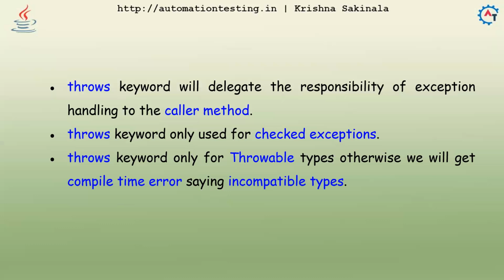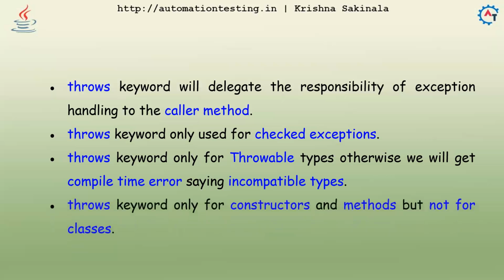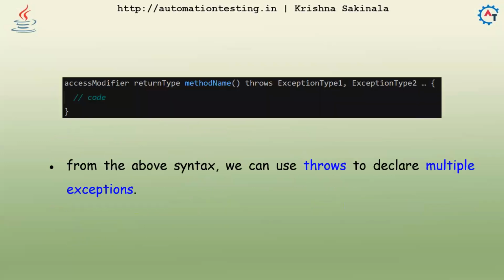The throws keyword is only for throwable types. Otherwise, we will get a compile time error saying incompatible types. Everything we'll see by taking one example. The throws keyword is only for constructors and methods, but not for classes. We already saw that it is associated with the method signature, not with the classes.